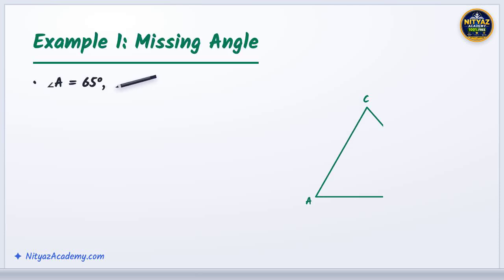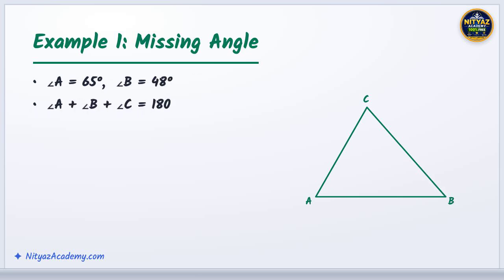A triangle has angle A equal to 65 degrees and angle B equal to 48. To find angle C, use the angle sum. All three add to 180. 65 plus 48 is 113. So angle C equals 180 minus 113, which is 67 degrees, quick and reliable every single time.